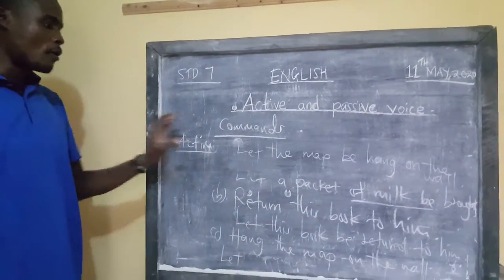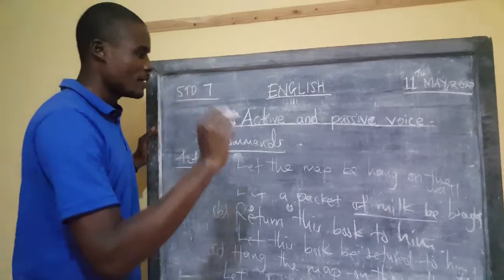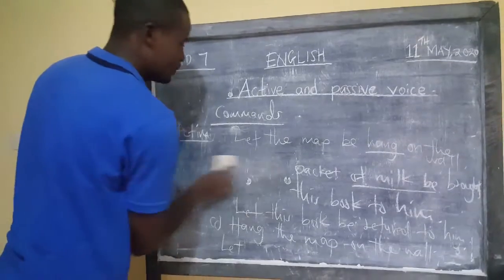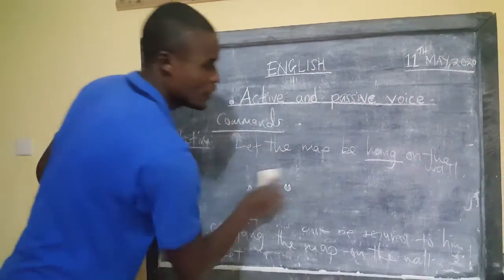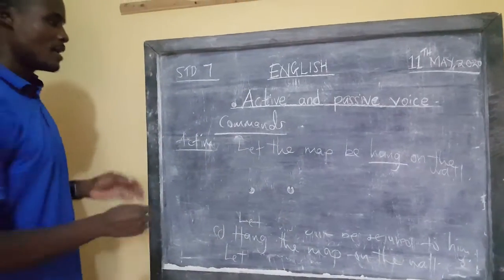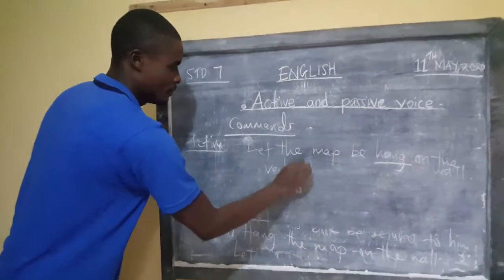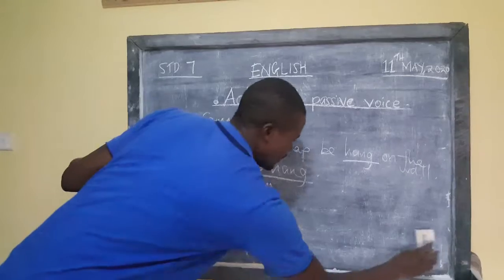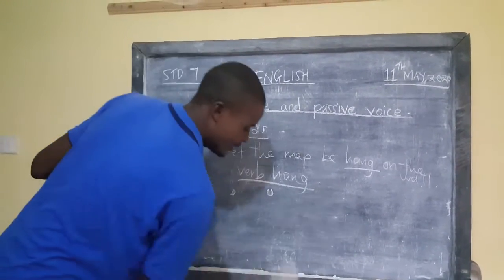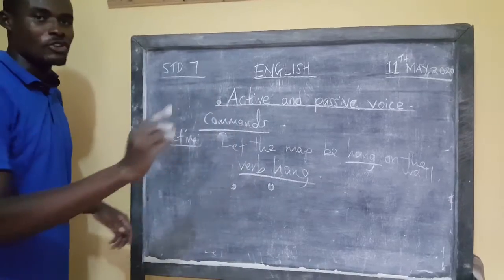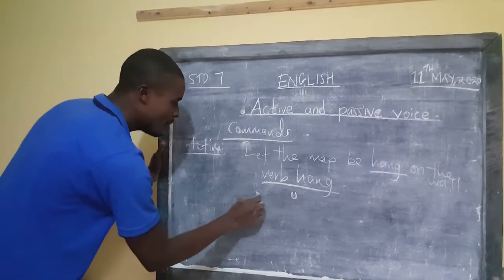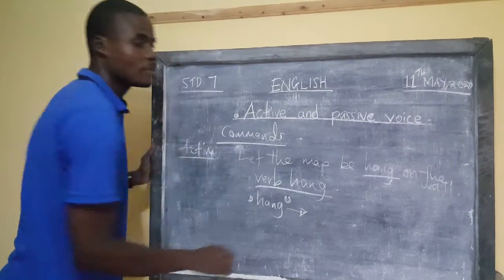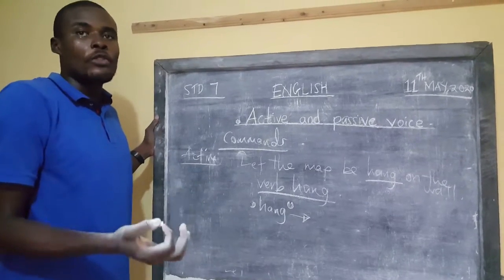I want to concentrate more on my last example because I know a lot of learners have a problem with the use of hung. Hang the map on the wall. Let the map be hung on the wall. Why do we say hung? The verb to hang has a lot of difficulty, and most learners have a problem with this verb. So let me take this short time to finalize my lesson with this. The root verb hang is used for suspending. You suspend a cloth on a line.